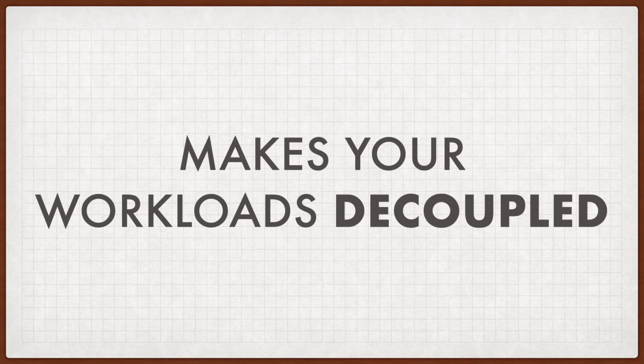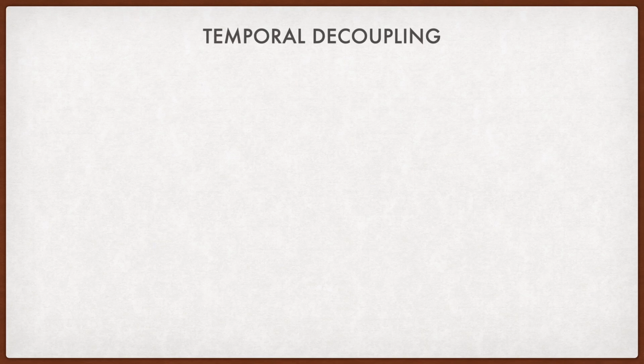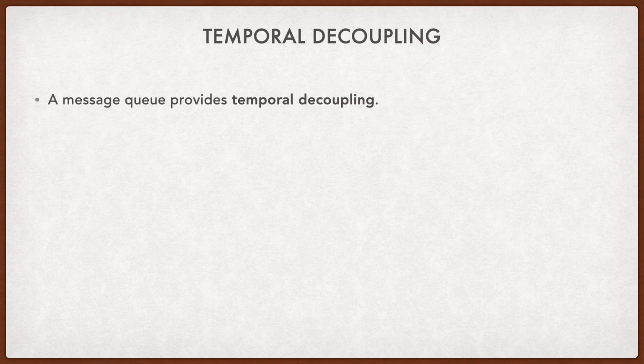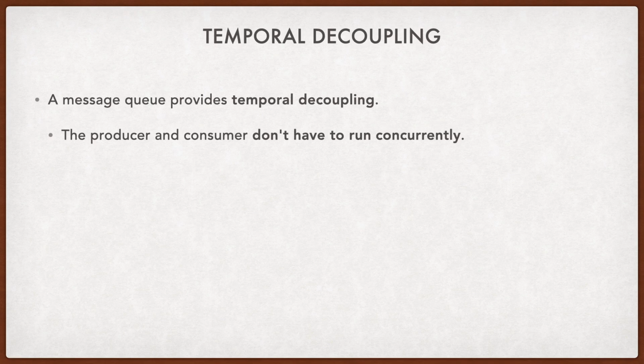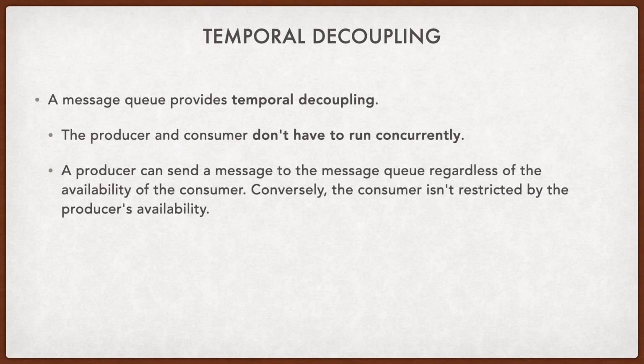With a message queue, producers and consumers do not need to communicate with each other directly. Also, it allows different parts of a system to communicate and process operations asynchronously. A message queue provides a temporal decoupling. That means producer and consumer don't have to run concurrently or at the same time. A producer can send a message to the message queue regardless of the availability of the consumer. Conversely, the consumer isn't restricted by the producer's availability.